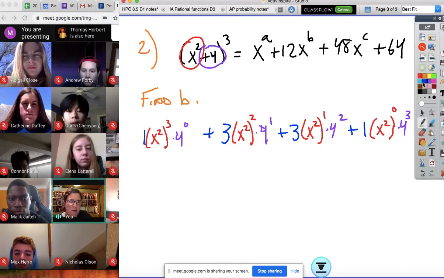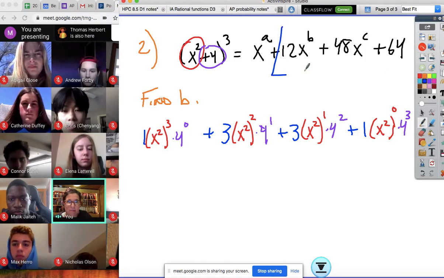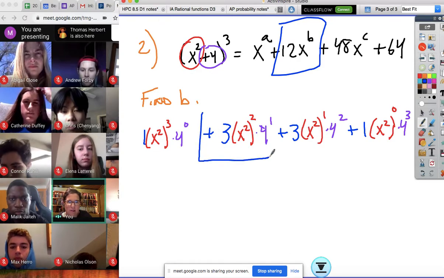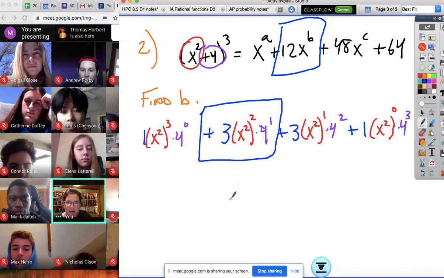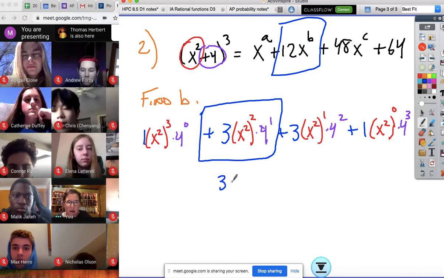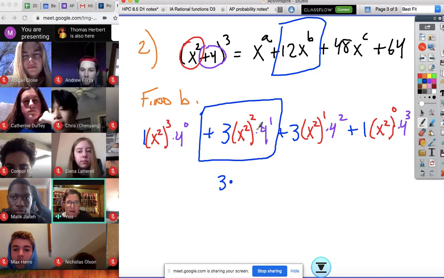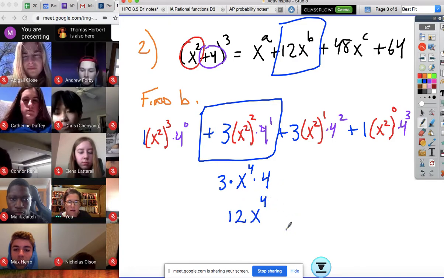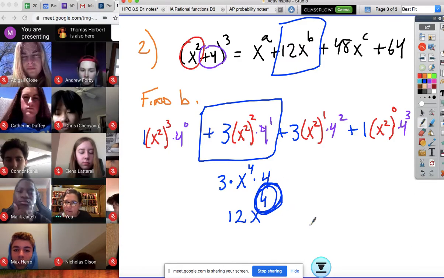Now we are trying to find b. So that's going to correspond to this term right here. And I have a 3. This will be an x to the 4th. And this is a 4 to the 1st, which is just a 4. That's where the 12 comes in, because you've got that 3 times 4. So b is the exponent, which is a 4. That's your answer to this problem. It's just a 4.